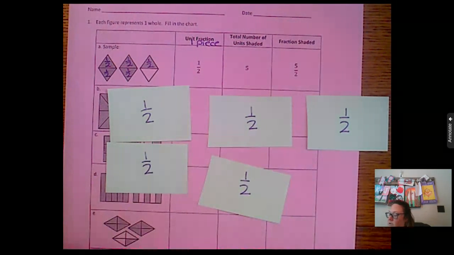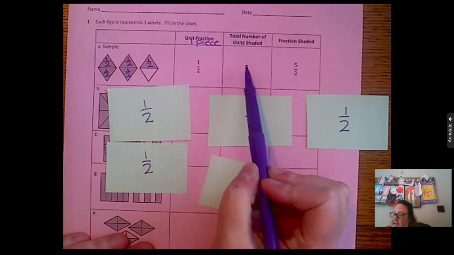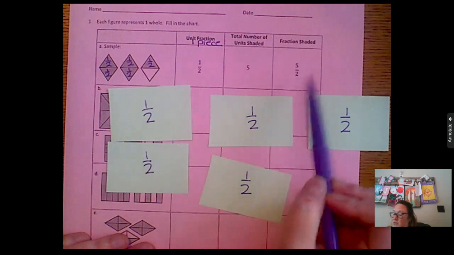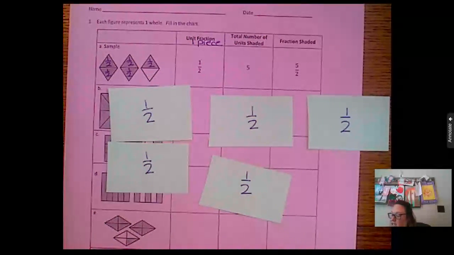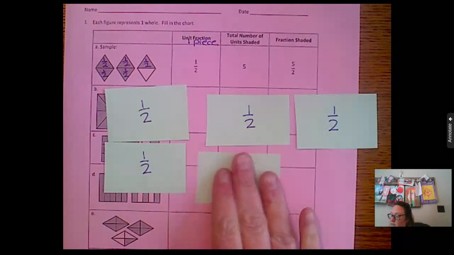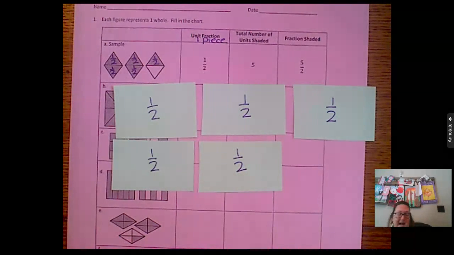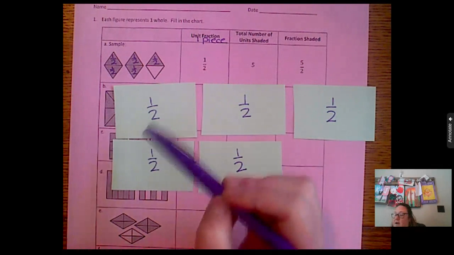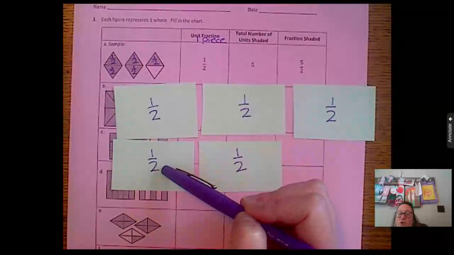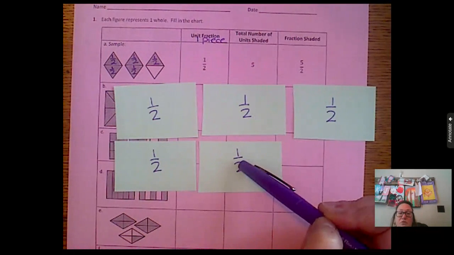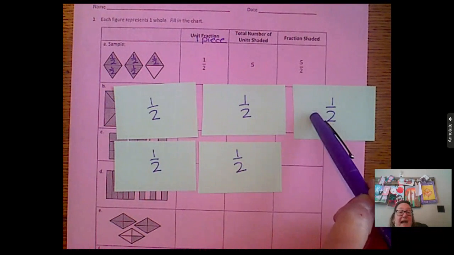So if I look here for this sample, it says how many are shaded? 1, 2, 3, 4, 5. And here we're looking at the fraction shaded. Well, here's all my pieces, all my pieces that are 1/2. So if I count them up, I've got 1/2, 2 halves. And that's a whole, but I'm going to keep counting. 1/2, 2 halves, 3 halves, 4 halves, 5 halves.